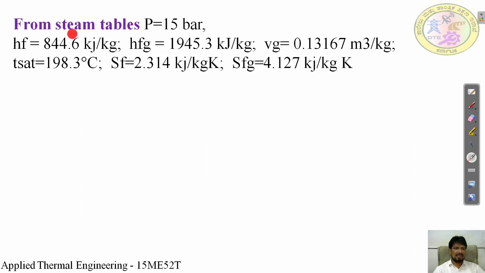Now from the steam table, note down the values of HF, HFG, VG and the saturated temperature, and the entropy values SF for water and SFG for evaporation. You note down the values from the steam table corresponding to a pressure of 15 bar. So these are the values you note down from the steam table.